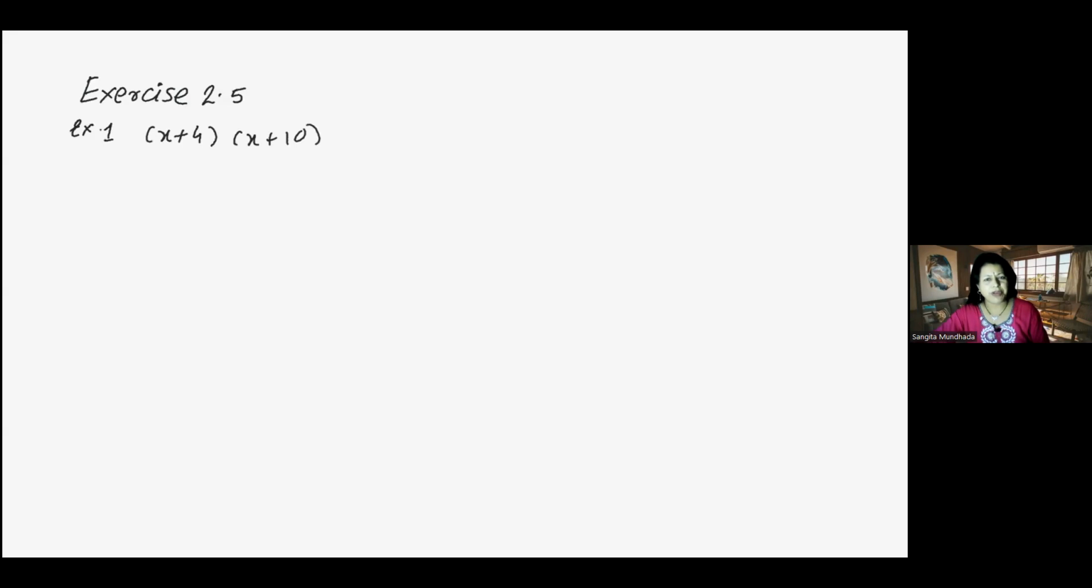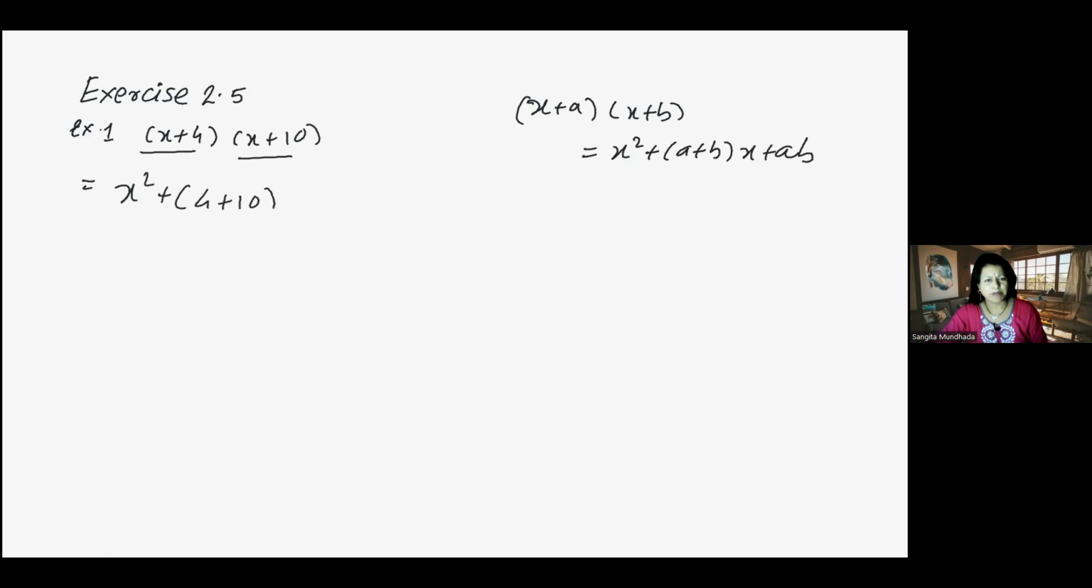Already in one of my videos, we had discussed identities. (x + a)(x + b) is equal to x square plus (a + b) into x plus ab. Now, if you see this example, similar to this identity, in place of a we have 4, and in place of b we have 10. So it is equal to x square plus (4 + 10) into x plus 4 into 10, which is x square plus 14x plus 40.